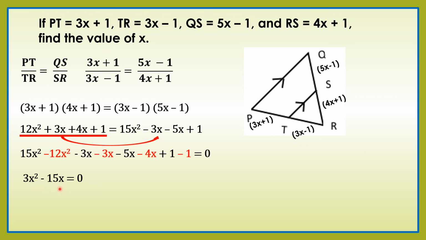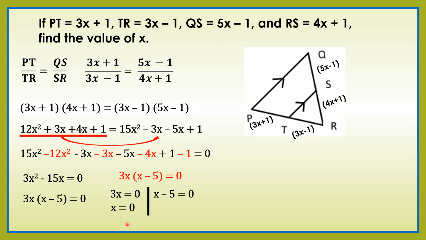Common monomial factor, ang common sa kanila ay 3x. So, we will have now 3x times x minus 5. So, ito na yung factors niya. Then, since meron tayong factors dito, magsasolve tayo ng value ng x. So, this time, magiging dalawa ang value ng x natin. So, let's have your 3x is equal to 0. Then, since ito ay 0, therefore, ang x natin ay 0 na.